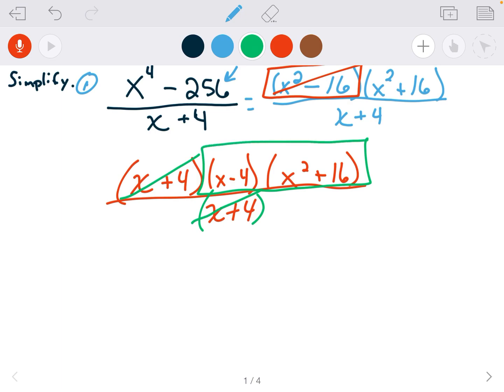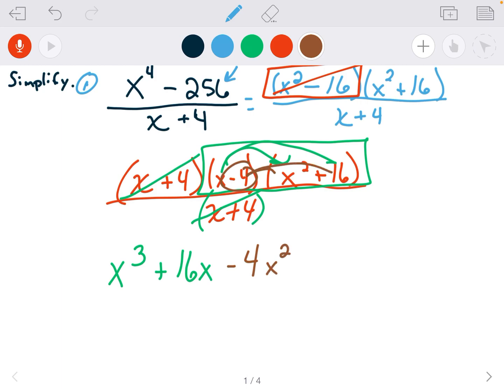And what I need to do now is simplify this that I just boxed in green. So I'm going to use the FOIL method and do x times x squared, which would give me x cubed, then x times a positive 16, which would be a plus 16x. I'm going to move and do the minus 4 times x squared, which would give me negative 4 times x squared, and then negative 4 times 16. And let me do that real quick. Negative 4 times 16, which is a negative 64.